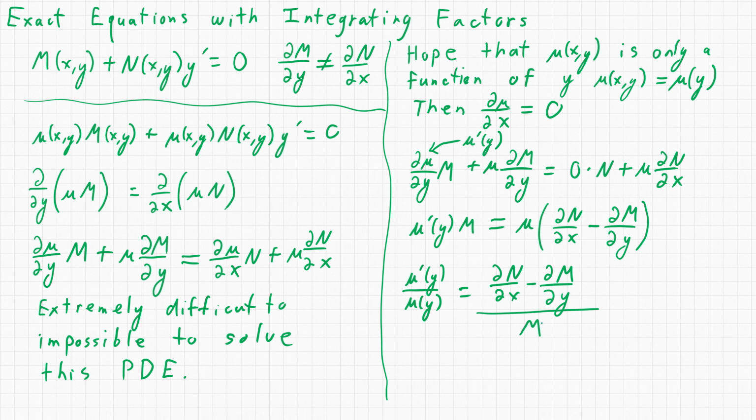It's a little bit different. Before we had Neptune on the bottom, now we have Mars on the bottom, and we've also reversed the order of this. It used to be that partial Mars partial y was on the left, and partial Neptune partial x was subtracting on the right. Now it's reversed. But otherwise, it's a very similar formula, and from there, it's the same idea to try and solve this. And the same thing here, this must only be a function of y.